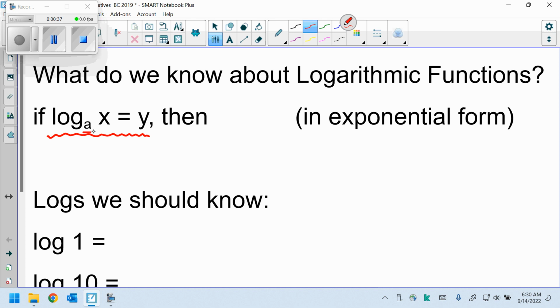And so we're going to take the base, which is a. This is the exponent. And a to the y power is going to be equal to x. So this is probably the most important skill we're going to have. We're going to have to be able to go from log form to exponential, or if the problem is expressed as an exponential problem, we may have a better chance of solving it using log form.